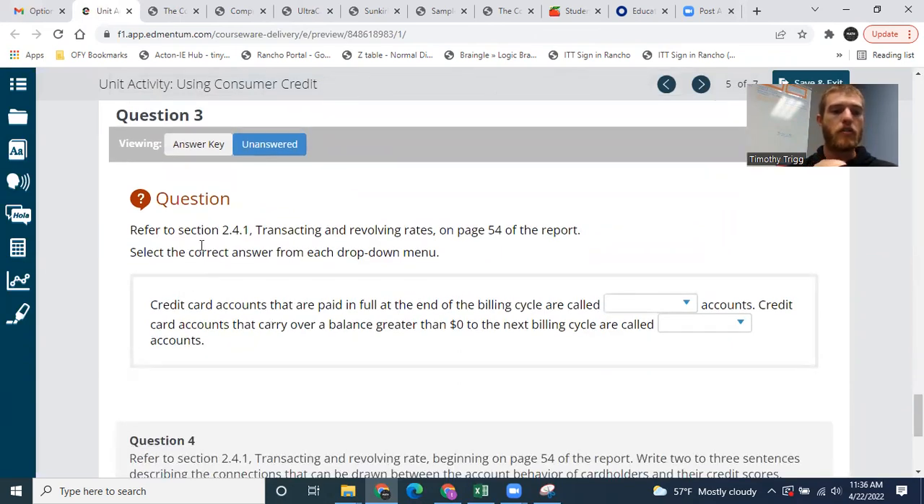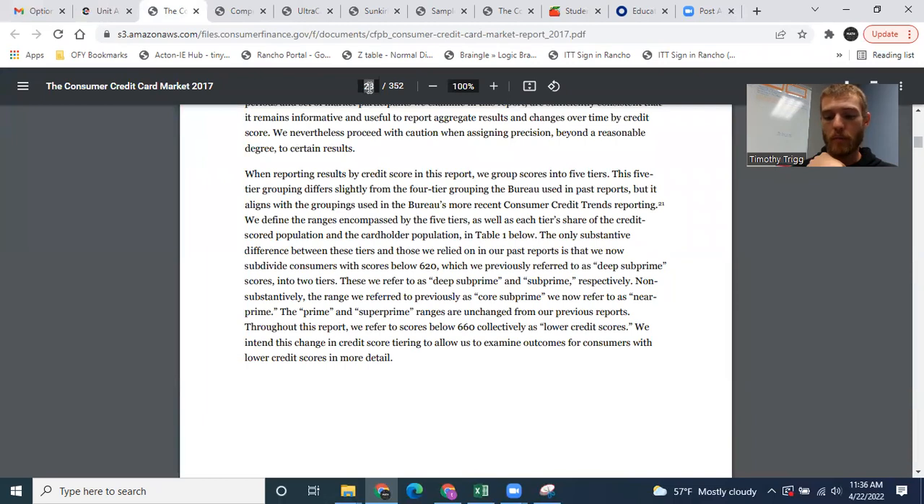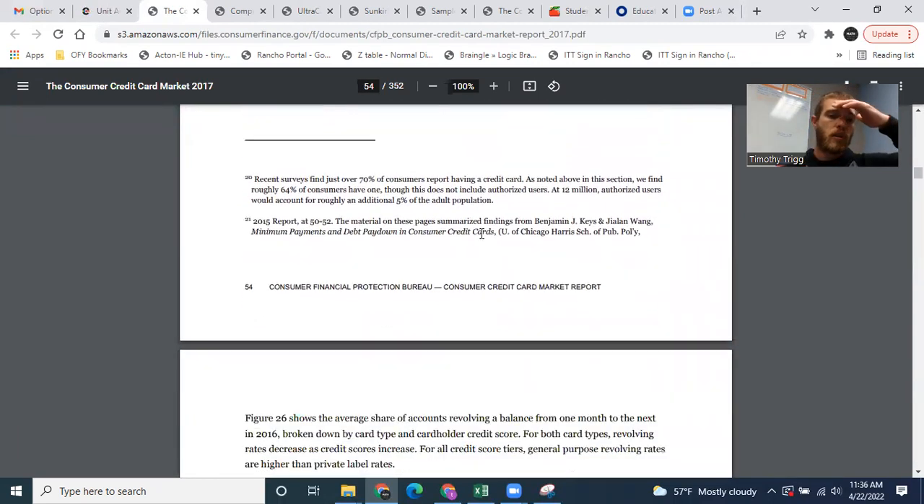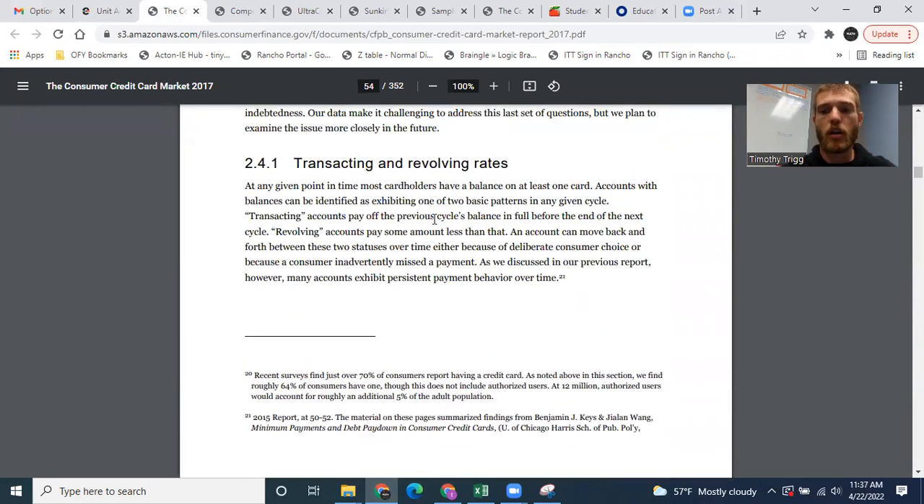Refer to section 2.4.1, transacting and revolving rates on page 54 of the report. So go back to the report. We're going to go to page 54, and you'll see this transacting and revolving rates. It talks about two different types of credit card users, basically, right here. These two sentences: Transacting accounts pay off the previous cycle's balance in full before the end of the next cycle. Revolving accounts pay some amount less than that.